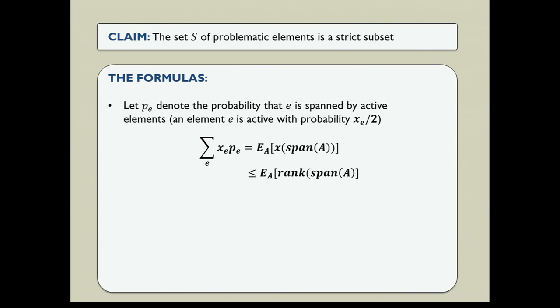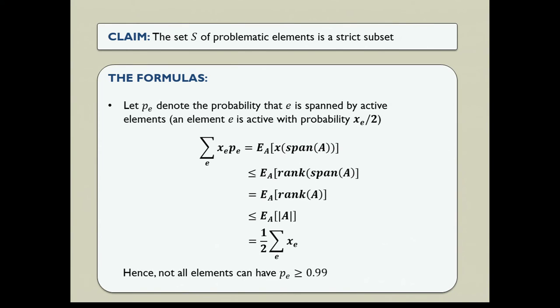But what's the rank of the span of a set? Think about your vectors: taking the span of a set of vectors doesn't increase the rank. So this is the rank of A. The rank of a set of vectors is at most the number of vectors. And now the expected number of elements, since each appears with probability x_e over 2, is just 1/2 times the sum. So you have P_e and 1/2. Not all the P_e can be greater than 1/2, so not all elements can be bigger than 0.99. I took 0.99 to make it more intuitive. To get the 1/4, you put P_e to be 1/2, because then you have 1/2 that you scale down with probability 1/2, and you have 1/2 that is not spanned.